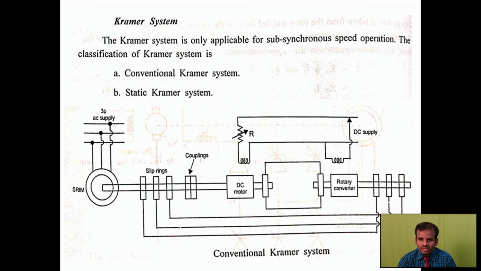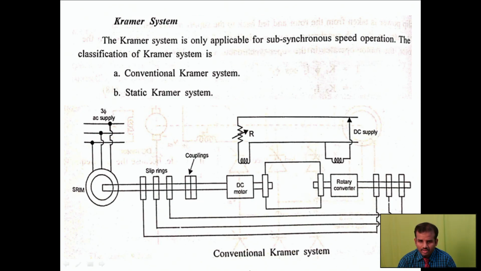The Kramer system is applicable only for subsynchronous speed operation. Okay. So the classification of this Kramer system is the conventional Kramer system, and the second one is the static Kramer system. Now we are going to discuss first the conventional Kramer system.